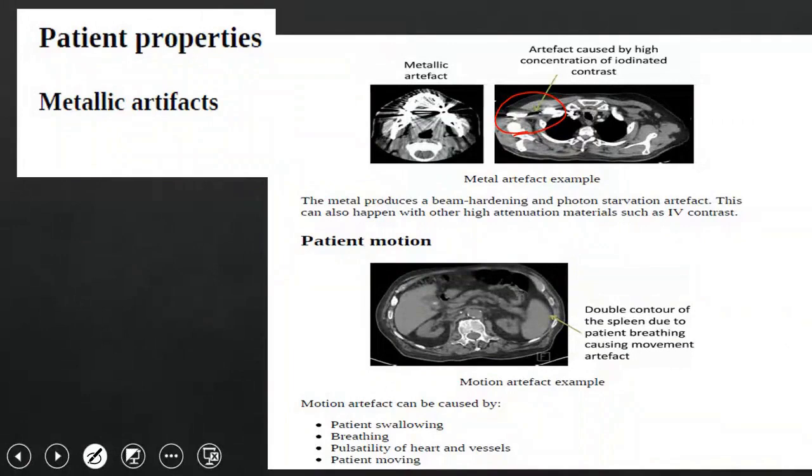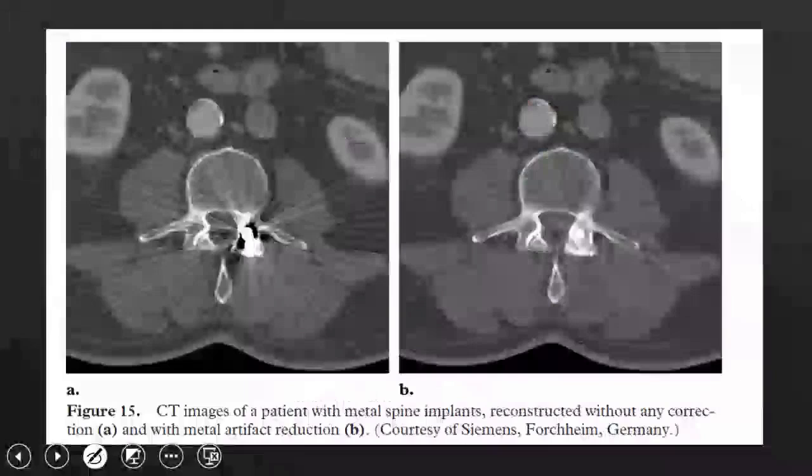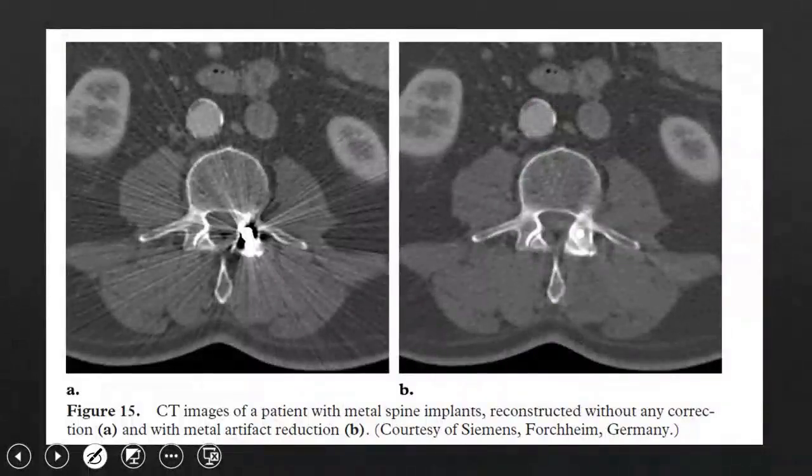This is, of course, a result of various factors, and this is an example of the artifact present.